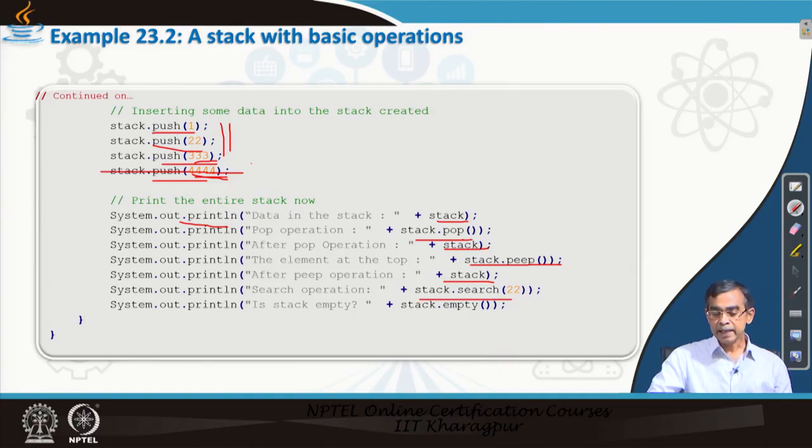Then stack search 22 checks whether 22 is in the stack or not. It returns true if it is present, otherwise false. So you can see in this case it will return true. Now, after doing this, stack dot empty: at the moment, after these operations, the stack is really not empty because it contains one element. So it returns false.